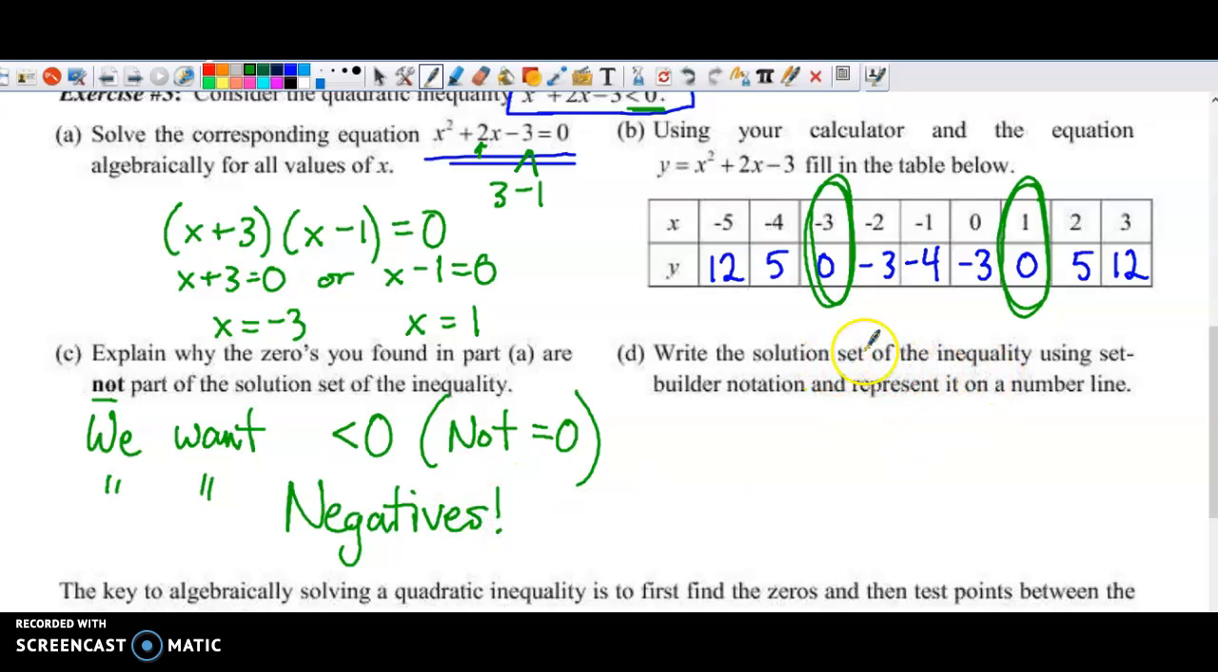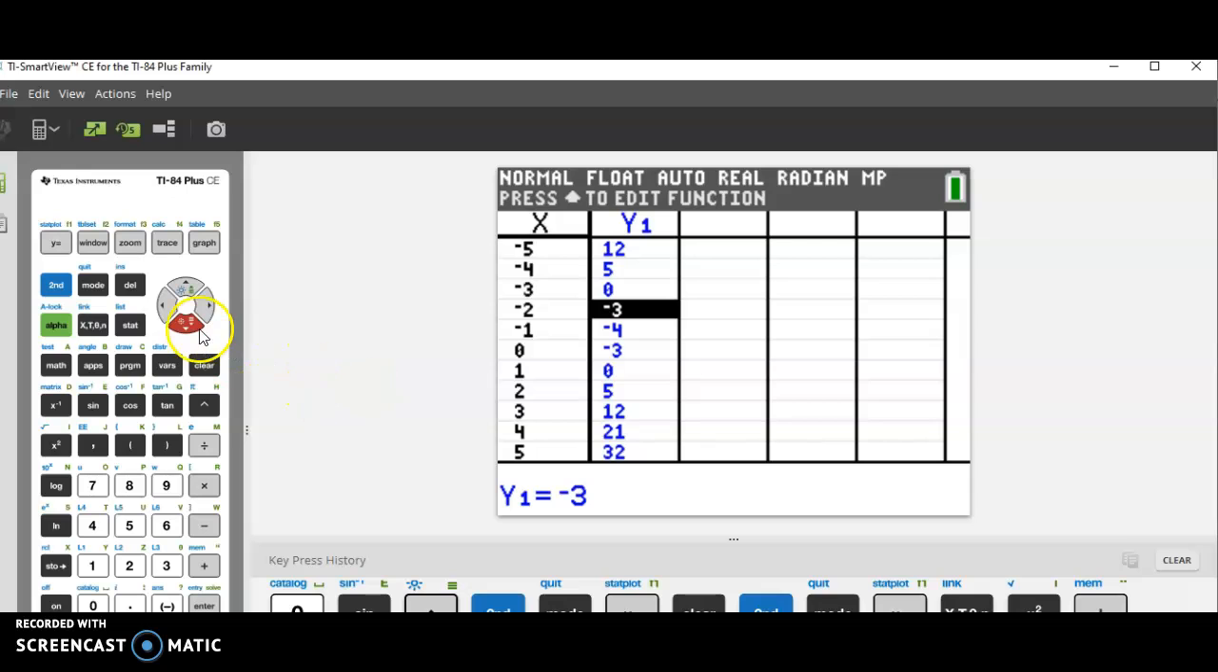So the way we would write our answer, if you notice, we want all of the answers between -3 all the way to 1. Why? Because those were all of the negative answers. I could go back to my graphing calculator and show you there's no other, if I just scroll down, there's no other negative answers.